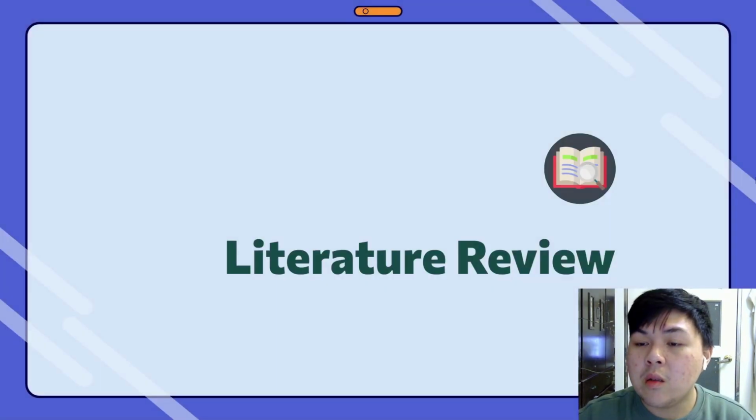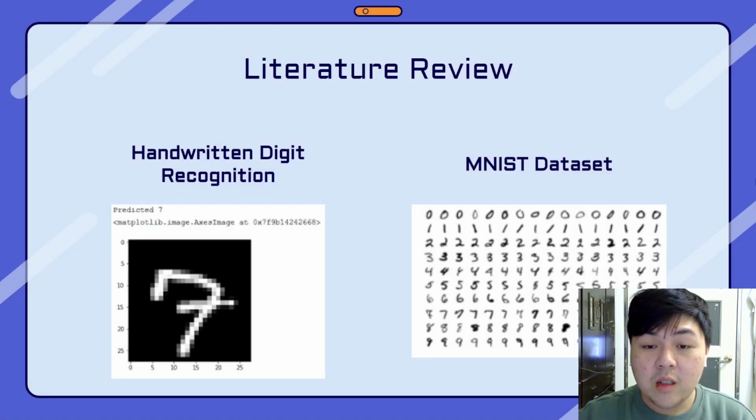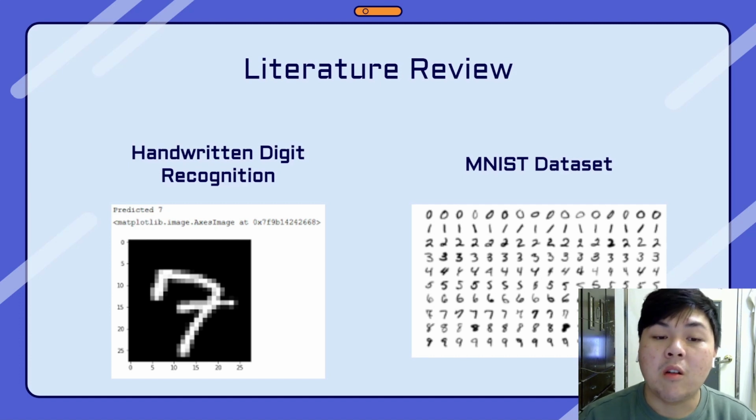Let's get into the literature review. Handwritten digit recognition is one of the computer vision techniques that can be implemented by scanning the digital image and extracting the features, using a neural network as the classifier for handwritten digit recognition.